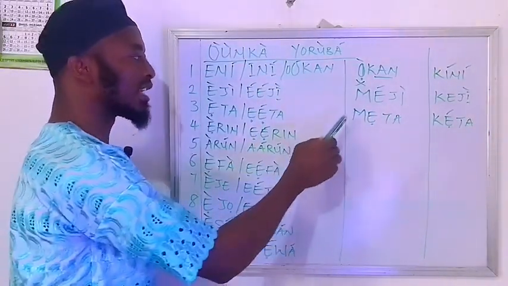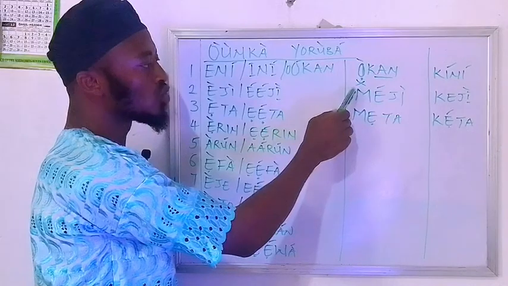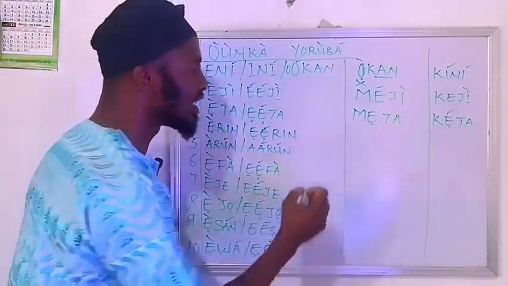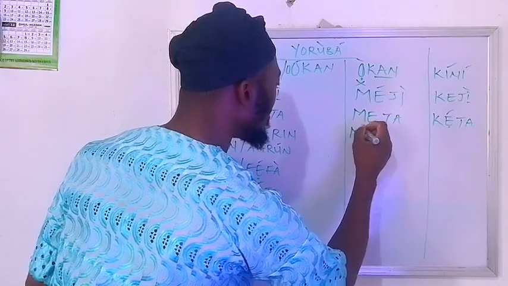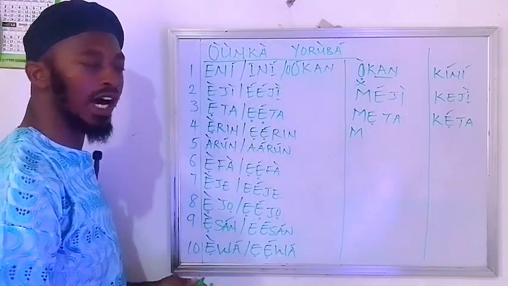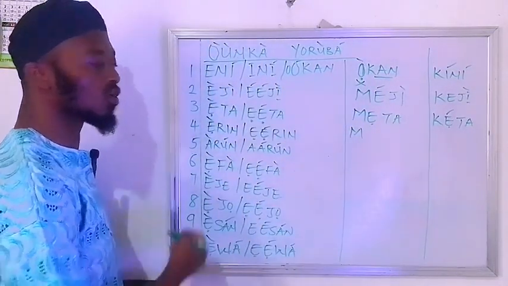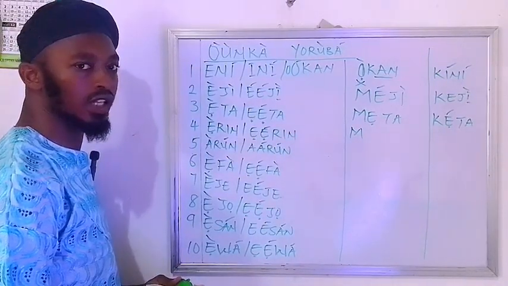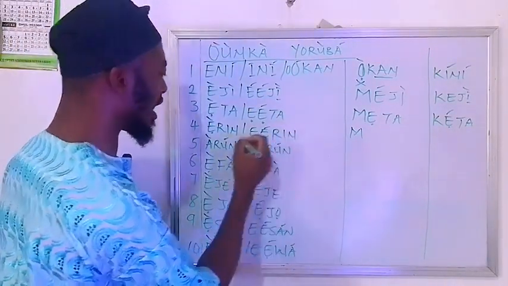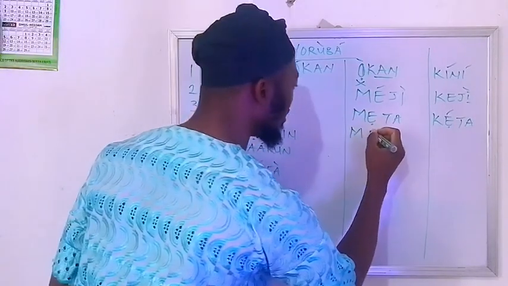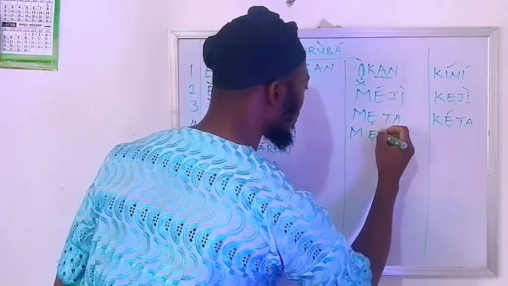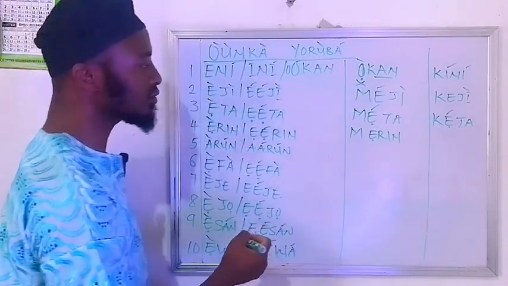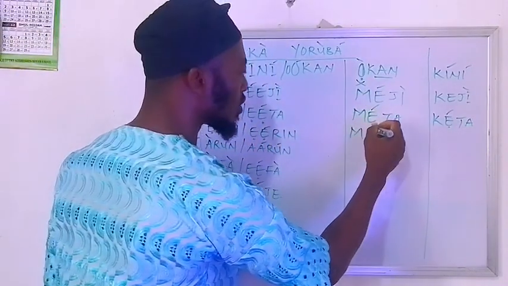Remember what I explained, that once we get to 2, from 2 to 10, what we are doing here is simple. Just add the letter M in front of the number and you have your counting. So from here, our work is simple, right? So what do we do? Just add M, then we bring ẹ̀rin. Mẹ́ta, sorry, is mẹ́ta. Then mẹ́rin.